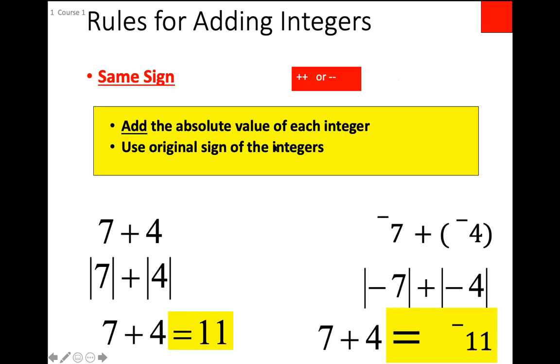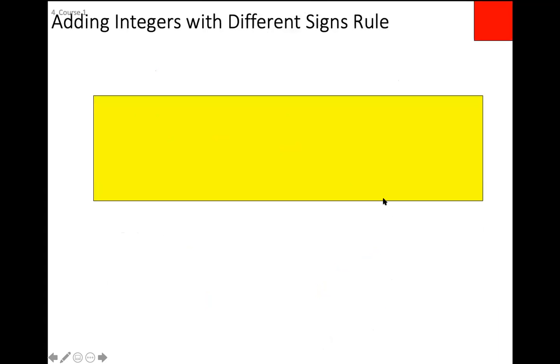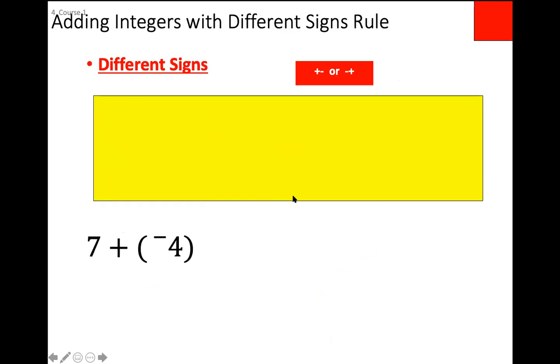Second rule, so those are the rules for same signs. The second rule deals with when the signs are not the same, the different sign rule. The different sign rule is when of two numbers, one is positive and one is negative, such as 7 is positive, 4 is negative, or when one number is negative and one number is positive. Now the 7 is negative and the 4 is positive. You will get two completely different answers here.